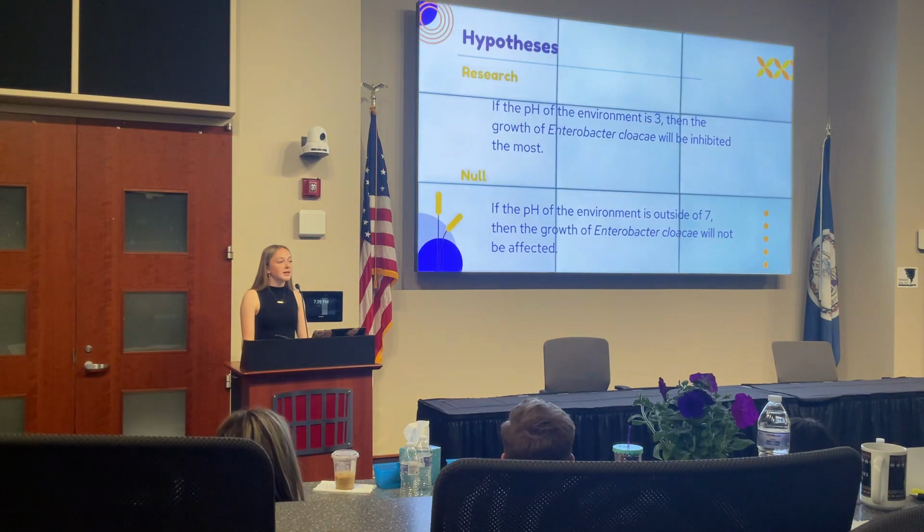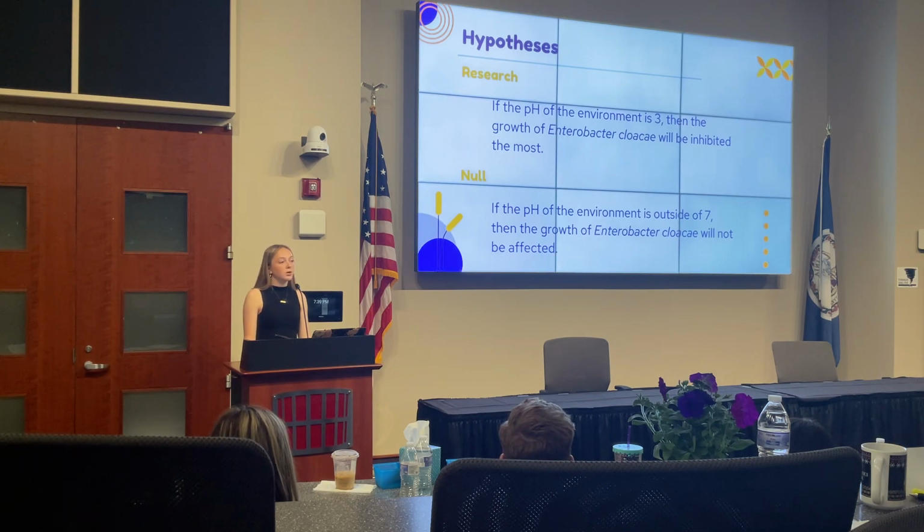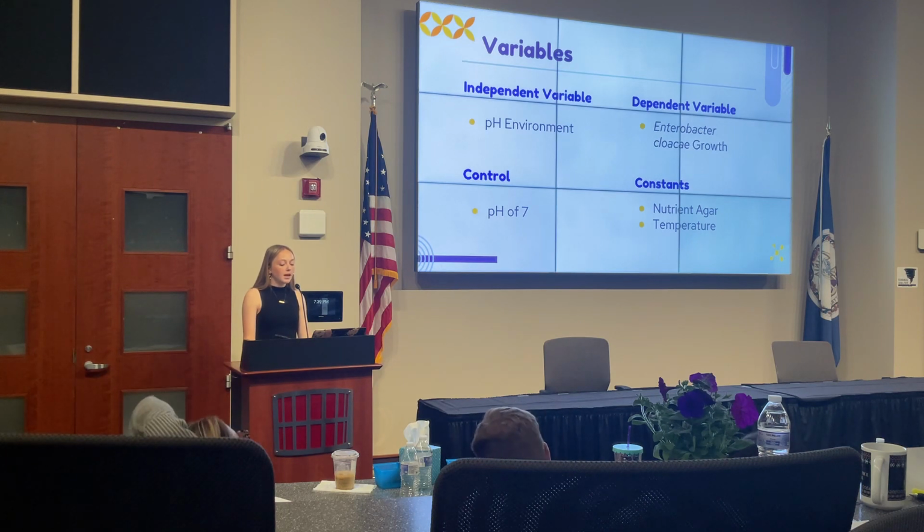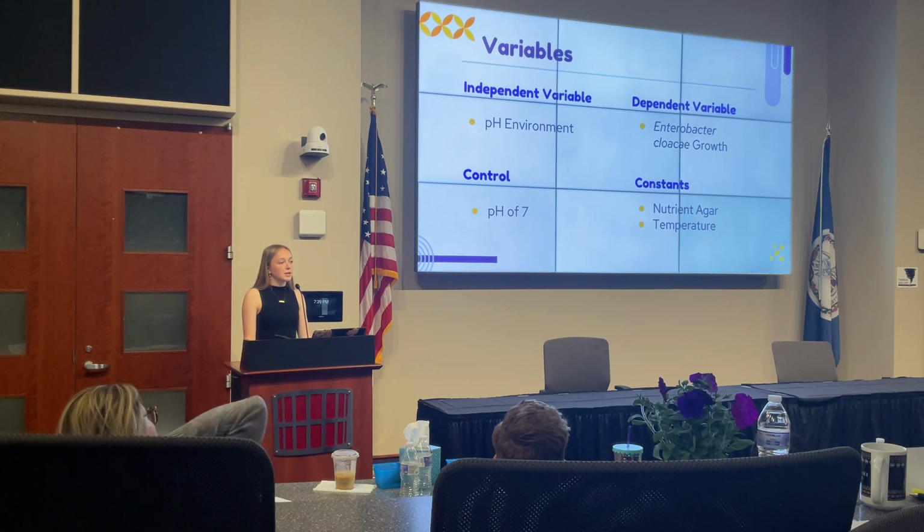I hypothesized that if the pH of the environment was 3, the growth of Enterobacter cloacae would be inhibited the most, and that if the pH of the environment was outside the range of 7, there would be no effect on the growth of Enterobacter cloacae. When testing these hypotheses, my independent variable was the pH of the environment, my dependent was the growth of Enterobacter cloacae. I used a control of the pH of 7, which is the pH of pure water, and the nutrient agar I used in my plates, as well as the temperature of incubation, remained constant so as to limit lurking variables.